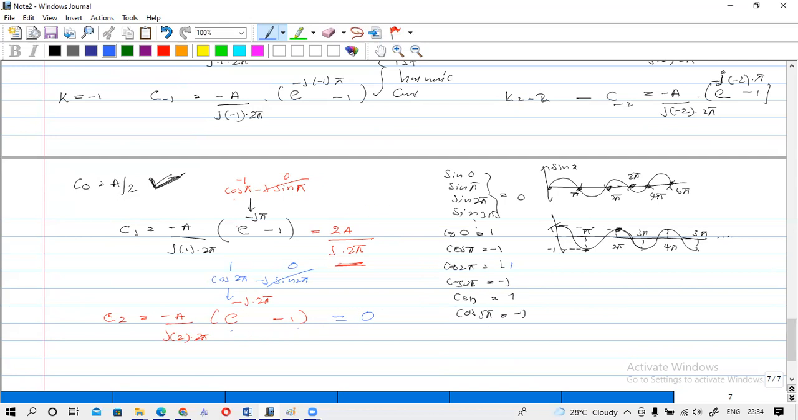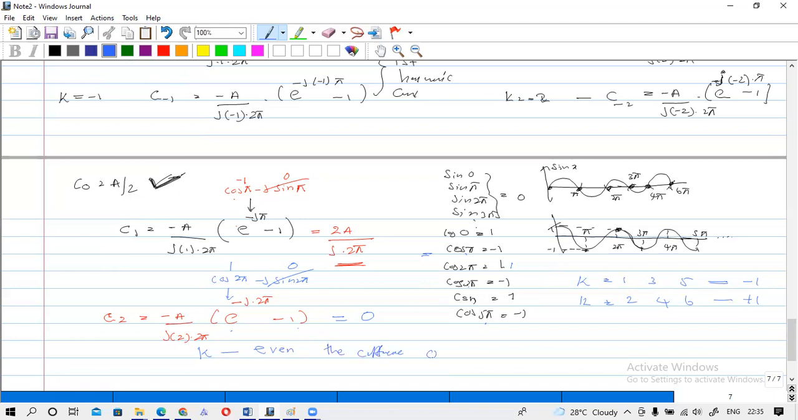For k equal to 1, 3, 5, you will get minus 1 for cos. For k equal to 2, 4, 6, you will get plus 1. For odd values of k, you will get minus 1; for even values of k, you will get plus 1. Whenever you get plus 1, the coefficient is 0. So when k is even, the coefficients are 0.